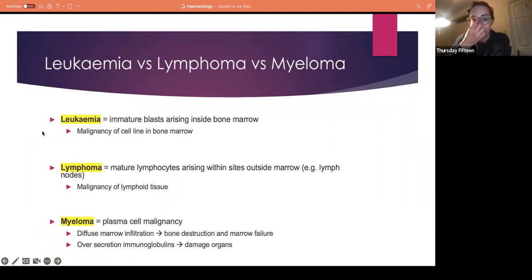So going back to distinguishing the 3 again, because they can all just blur into one. Leukemias are malignancies of a cell line in your bone marrow, like immature blast cells proliferating in your bone marrow. A lymphoma is a malignancy of your lymphoid tissue, so mature lymphocytes arising in sites outside the marrow. And then myeloma is a plasma cell malignancy. So you can get diffuse marrow infiltration, bone destruction and marrow failure, and oversecretion of immunoglobulins, which is going to damage your organs like your kidneys.